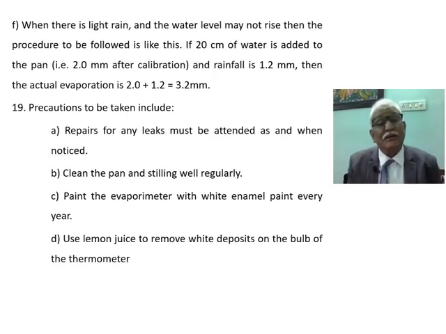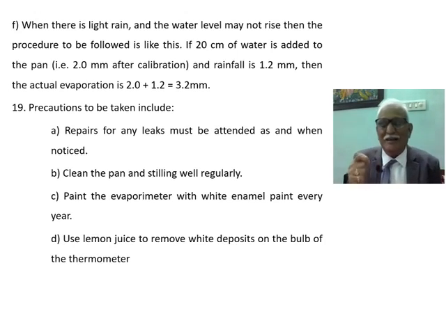Next, another situation when there is light rain, not above the pointer. Light rain is there and the water level may not rise. Then the procedure to be followed is like this. If 20 centimeters of water is added to the pan, 2 mm is the evaporation after the calibration, and rainfall is 1.2 mm. That 1.2 mm has risen. You have added 2, then 2 plus 1.2, 3.2 is the evaporation.